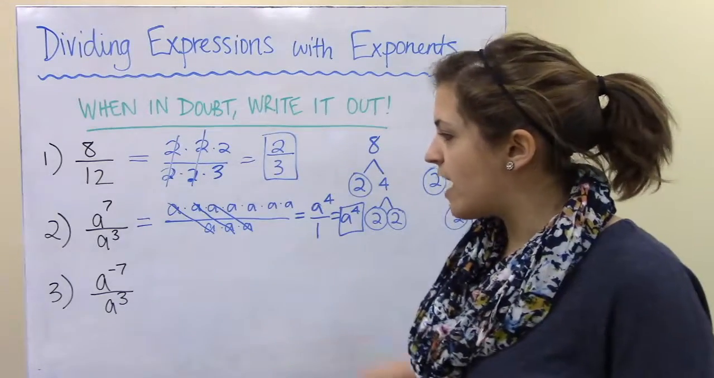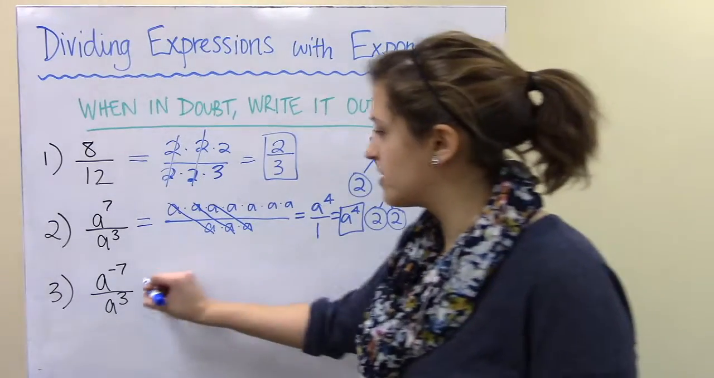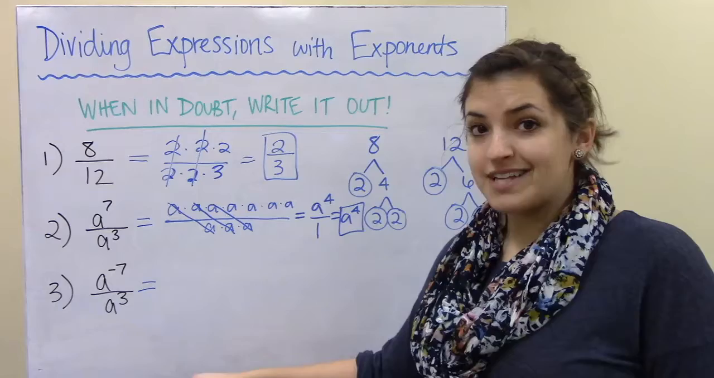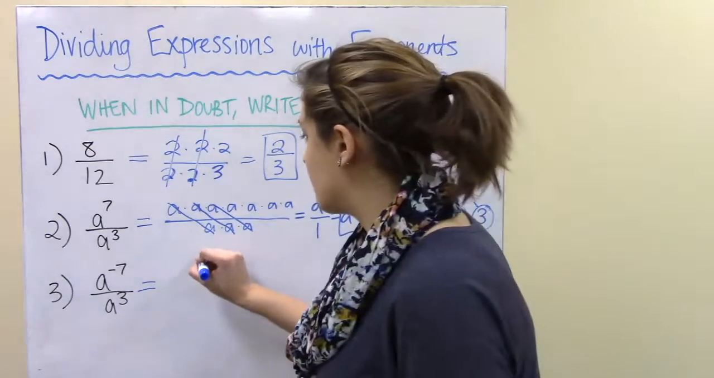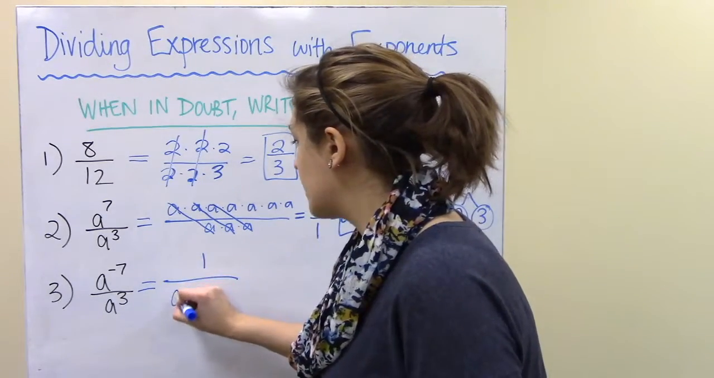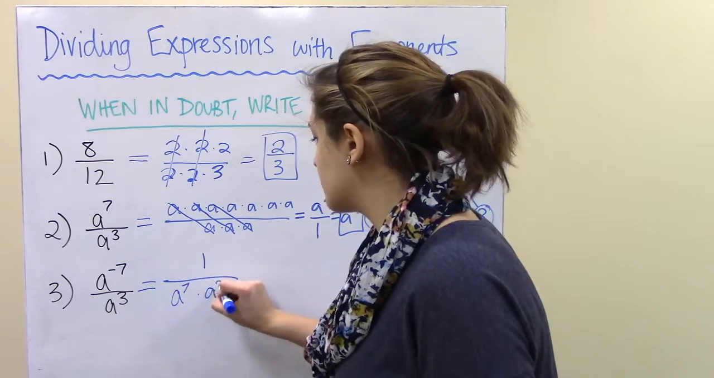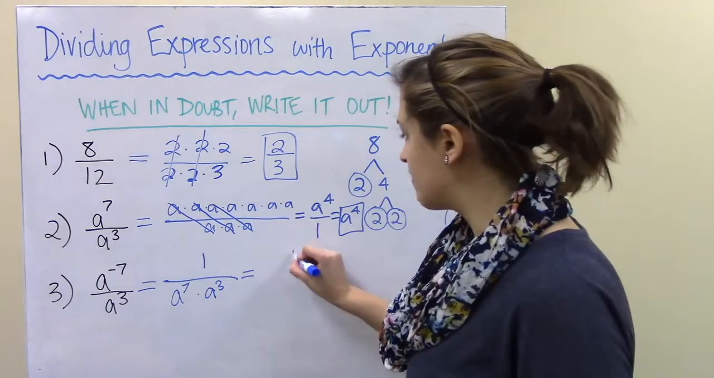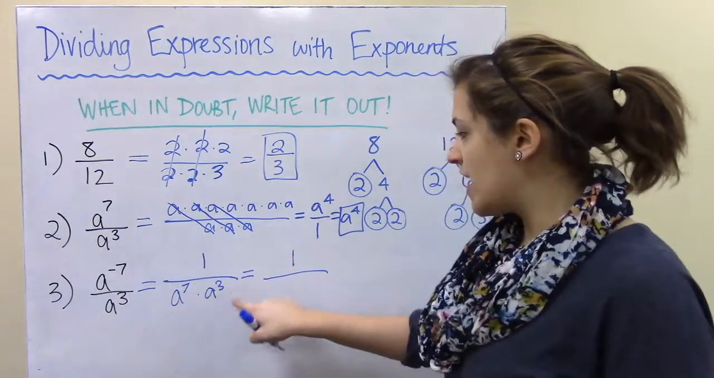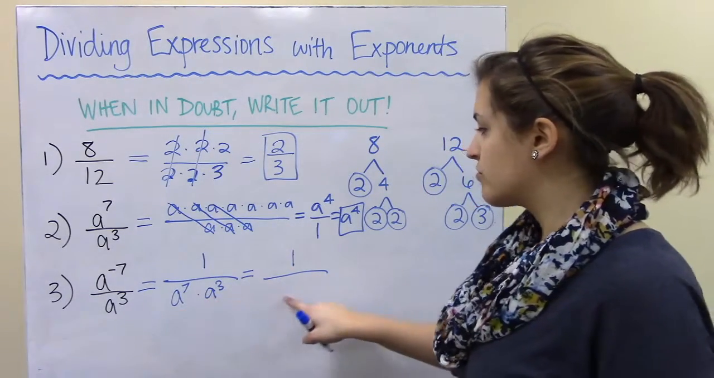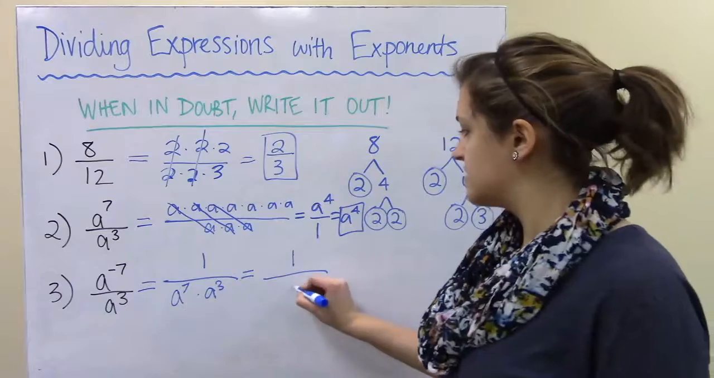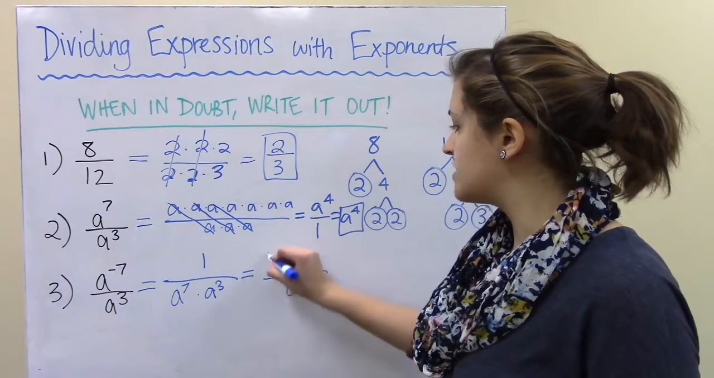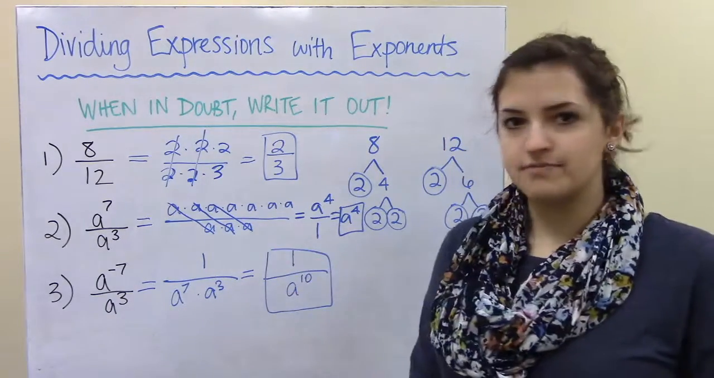And my third one, I have a negative exponent in the numerator, so I'm going to pull that down to the bottom, and I'm going to have 1 over a to the 7th times a to the 3rd. And if we can imagine what that looks like written out, we have 1 over 7 a's multiplied by each other times 3 a's, so I'm going to have 10 a's. So 1 over a to the 10th, and that's my answer.